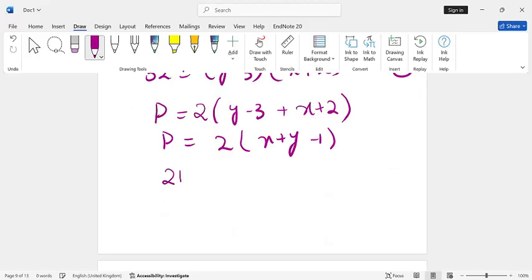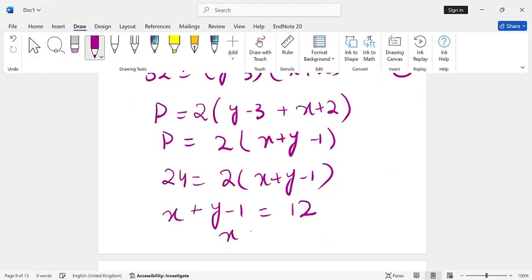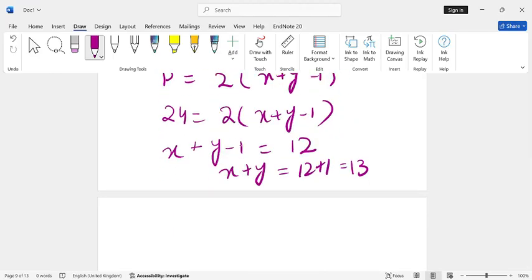We put the value of the perimeter: 24 equals 2 into x plus y minus 1. So it multiplies with 2, and when we take it to this side, it divides 24. So we can write it like that: x plus y minus 1 equals 12, and x plus y equals 12 plus 1, which becomes 13, all right? So we now have x plus y equals 13.